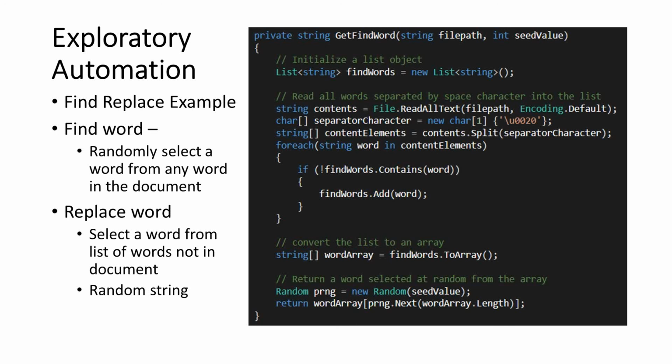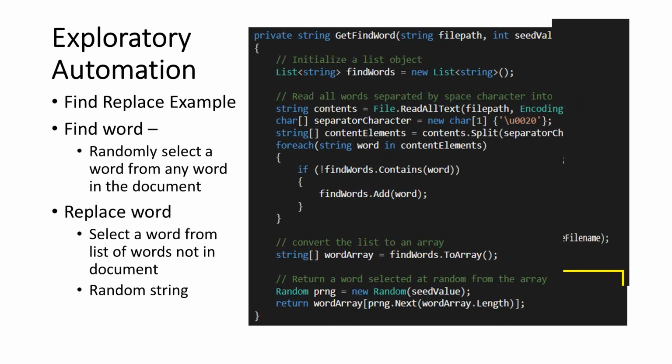In that case I have to know what are the words that are contained in my base document, and then either have a list of words that are not in that document that I can randomly select from, or even more simply I can generate a random string and replace the word that I find, any word that my method gives me, and I can go to that document and then replace that with a random string.